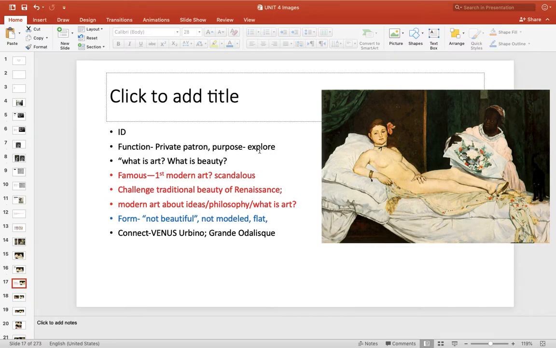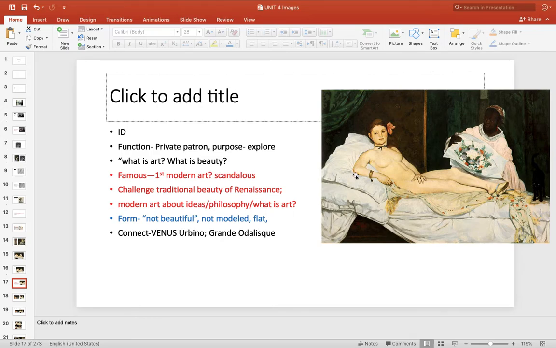He's exploring what is art, what is beauty. It's famous because it's a scandal. It's the first modern art. He's going to challenge all the traditions of the Renaissance. All the stuff we've learned, he will challenge. It's going to be modern art, which is about ideas, about philosophy.